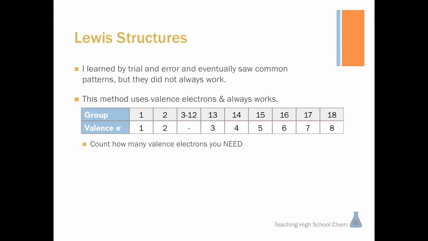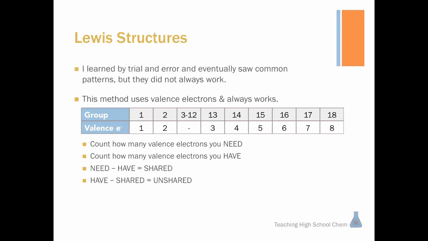So what we're going to do is count two things and do two subtraction problems. We're going to count how many we need, and then count how many we have. Need is the octet rule. Everybody needs 8 valence electrons to be happy, except for hydrogen, which needs 2. And have is just this number here. Then we subtract to get shared. This will make more sense when you see an example worked all the way out.